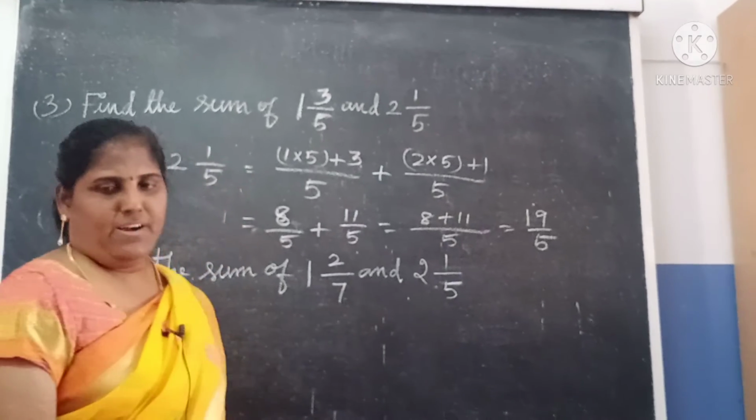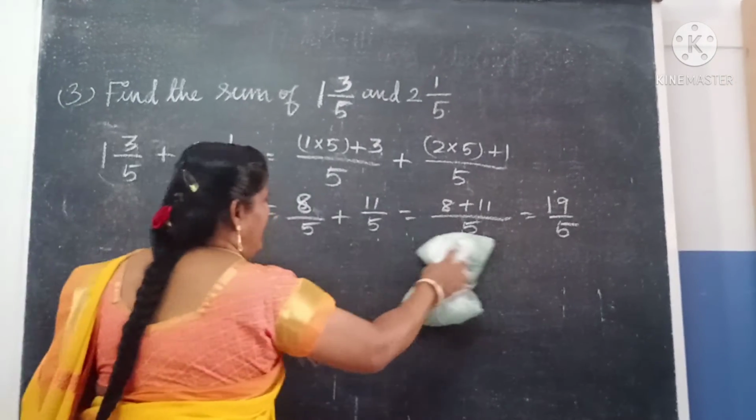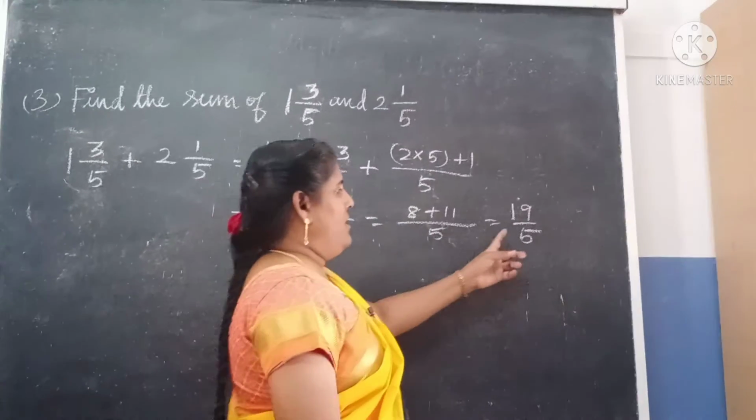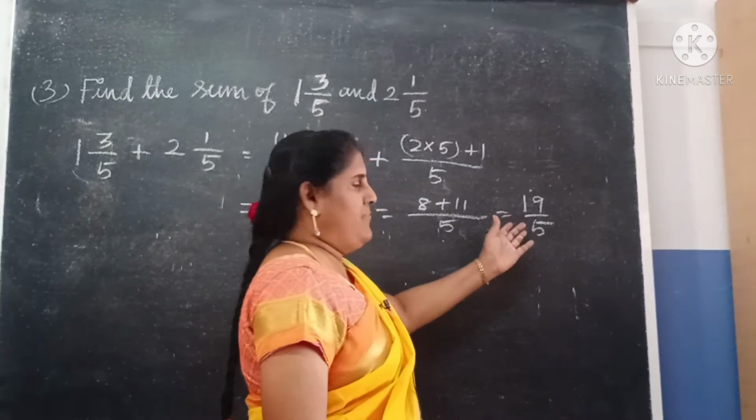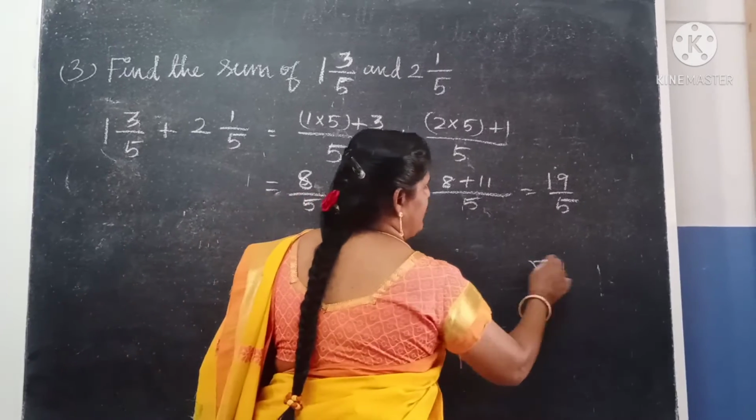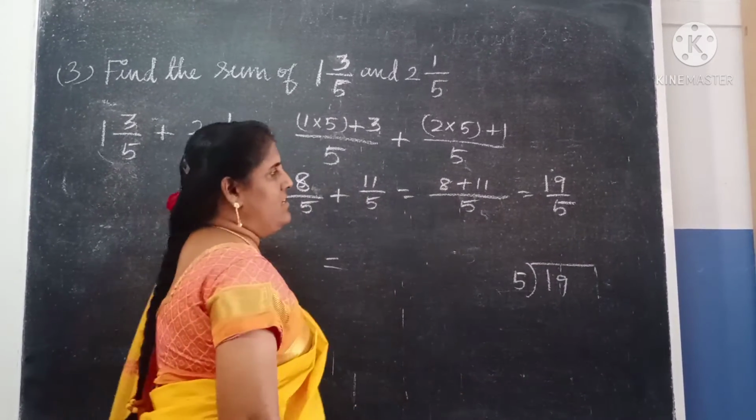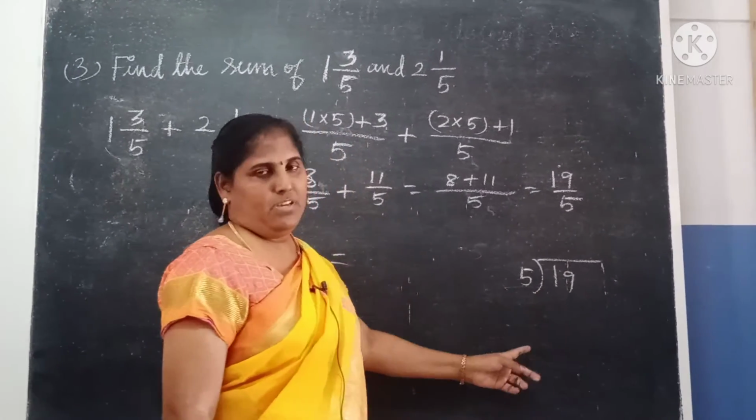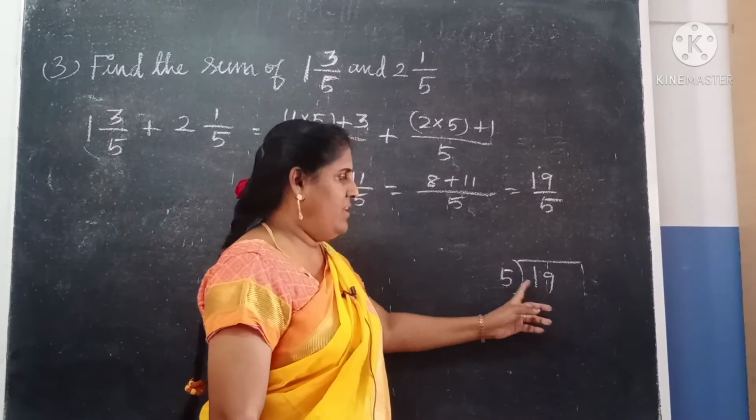But 19 by 5 is not a proper fraction. So if we come like this, you have to convert the 19 by 5, that is improper, to a mixed number. So how do we convert? You just divide the 19 by 5.